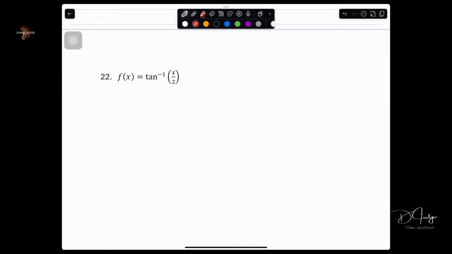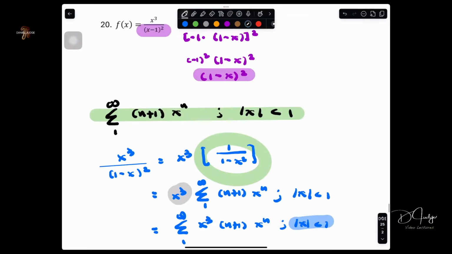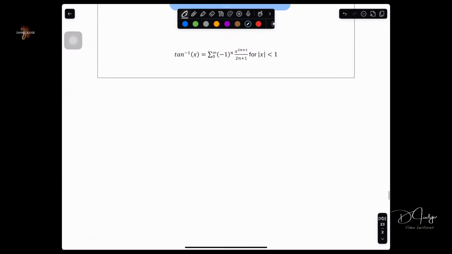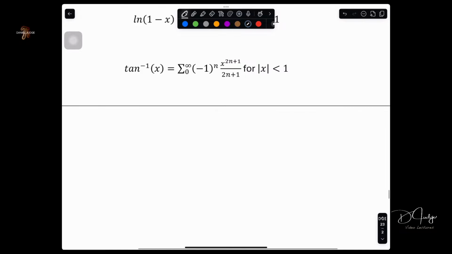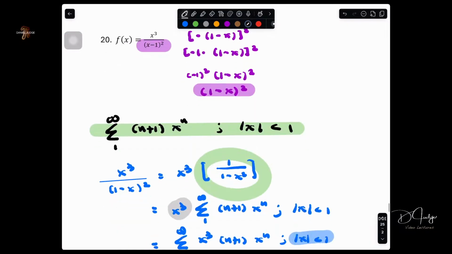All right. Inverse tangent. So for inverse tangent now, we need the power series representation for inverse tangent. We deduced this earlier today, and the power series representation is listed here: -1 to the n, x to the 2n plus 1 over 2n plus 1. Those are like how we describe odd powers, by the way. And it's again for the absolute value of x being less than 1. So it's an alternating series.